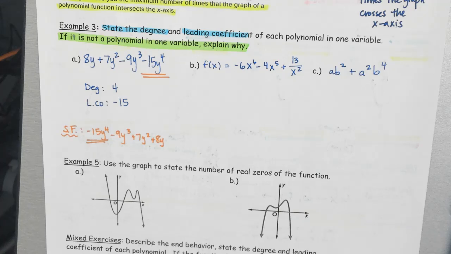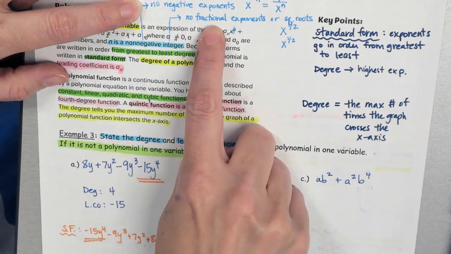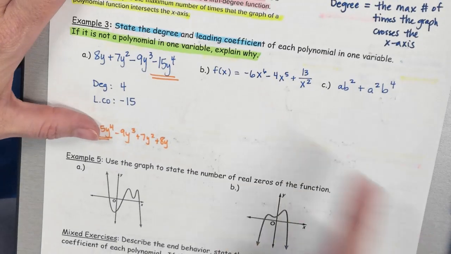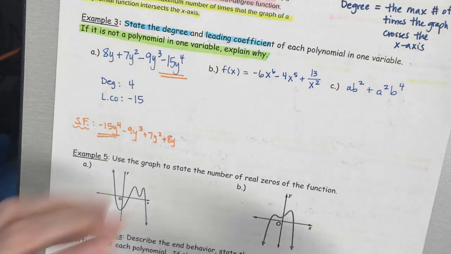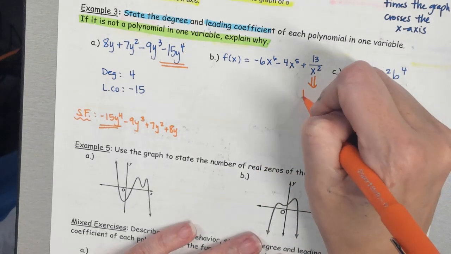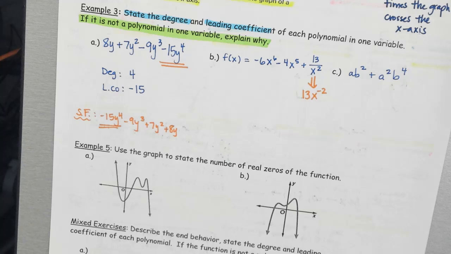Okay, it looks like we're getting stuck on B, so let's remind ourselves what we need for there to be a polynomial in one variable. We can't have negative exponents and we can't have fractional exponents. One of these is hiding in part B. So if you look here, you have the x squared in the denominator. What this really means is this is 13x to the negative 2. So that is a negative exponent.